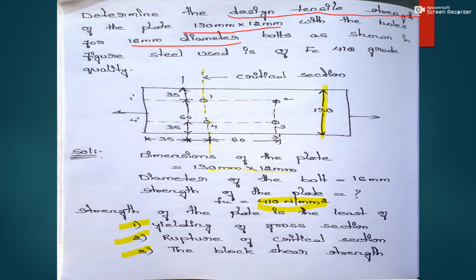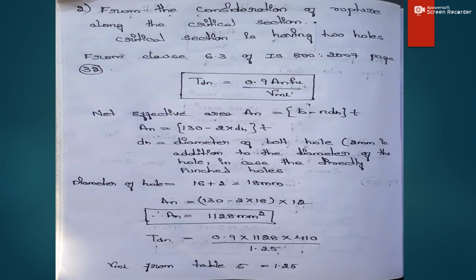When you are drawing the diagram, draw it properly. I have given just the dimensions; these two are holes and these two are holes. So this is the critical section. How many holes are there? Two. So going back again, the critical section has two holes.